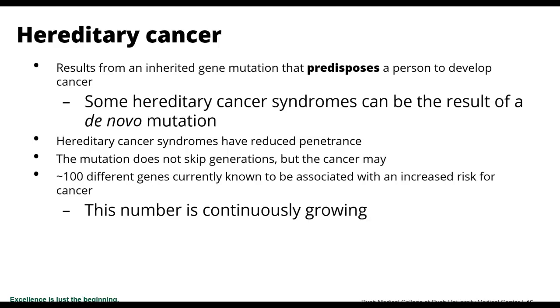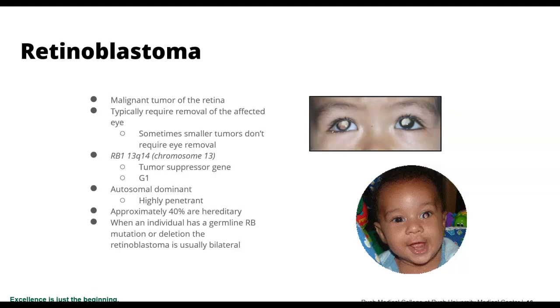Hereditary cancer syndromes have reduced penetrance. Not everybody loses that second copy. Mutations don't skip generations, but cancer may. Some people get really lucky, or dad died in a car crash when he was 30 and he passed on this gene. He didn't live long enough to get the cancer. There are over 100 different genes we currently know of at the time that I'm giving this presentation, and the number is continuously growing. So don't memorize 100. I'm just going to talk about a couple of inherited cancer disorders that we understand really well.